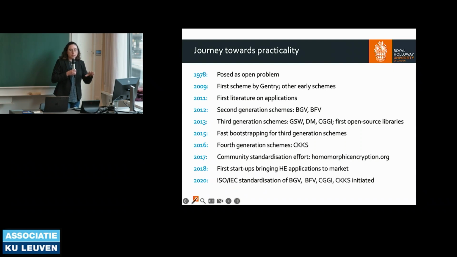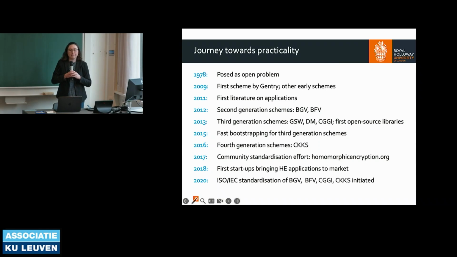So homomorphicencryption.org was a community effort, but more recently, in 2020, there was a formal effort through a standardization body, ISO-IEC, to standardize certain FHE schemes. So the standards are still being developed, but ISO-IEC standards for 4 of the major schemes, BGV, BFV, CGGI, CKKS, will be available, I think, maybe by 2025, 2026. It's a slow process, developing ISO standards, but it's underway. So yeah, I think we're really in a world where we could start to say that FHE is practical for some applications.